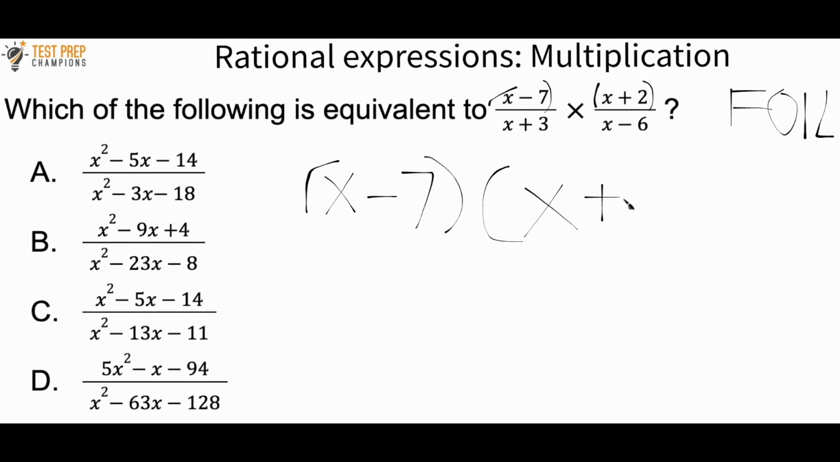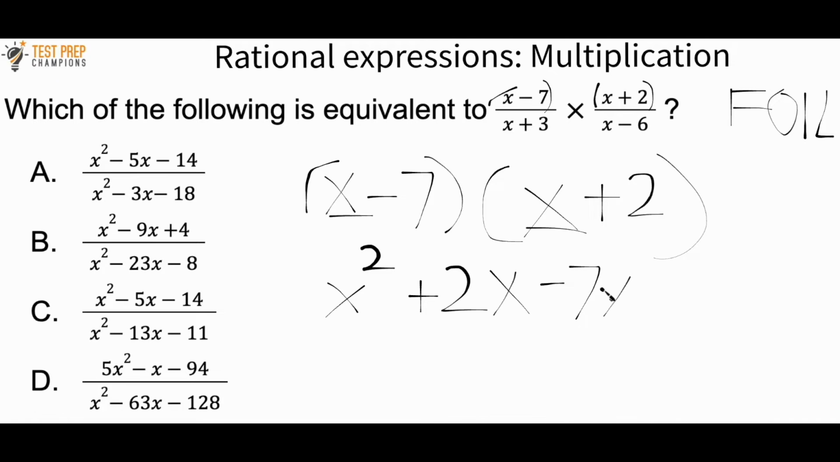So let me start by using the FOIL method again with x minus 7 and x plus 2. I start by multiplying the first terms together. So x times x gives me x squared. Now let me do the outer terms, which are x and 2. I multiply them together, I get 2x. Now let me work on the inner terms. I have this minus 7 and x here. I multiply them together, I get minus 7x. And then the last terms are the minus 7 and positive 2. So minus 7 times positive 2 is minus 14.